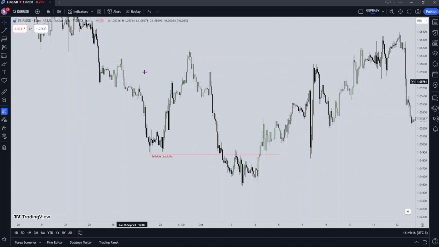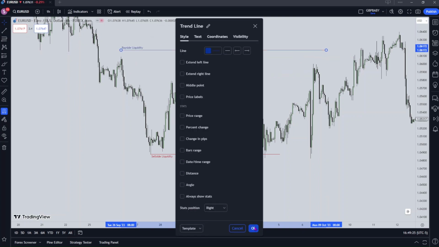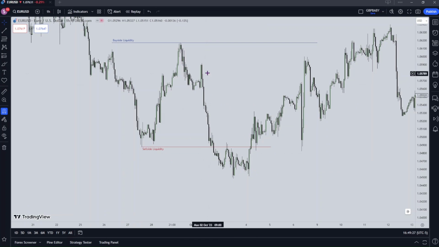Where do we see relative equal highs? This high and this high, relatively equal, so we can mark that out as buy side liquidity. So let's write that out as buy side liquidity. And remember here, the exact same thing I explained earlier is happening.